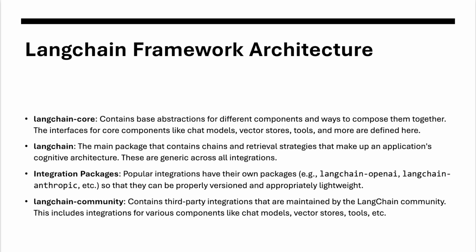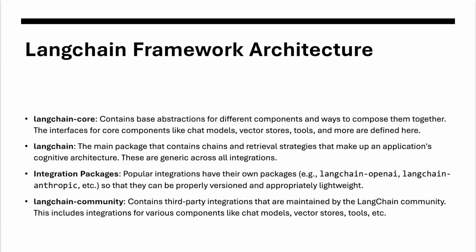Now let's talk about the LangChain framework architecture. The key components of LangChain include LangChain core, LangChain, integration packages, and LangChain community. Let's get started with LangChain core. At the heart of everything is LangChain core itself. We can think of it as a foundation. It defines the base abstractions, including the blueprints for components like chat models, vector stores, tools, retrievers, and memory. It does not implement any of these components directly. Instead, it says here's what a tool or a model should look like and how it should behave. This allows developers to plug in any other model or store as long as they follow the same structure.